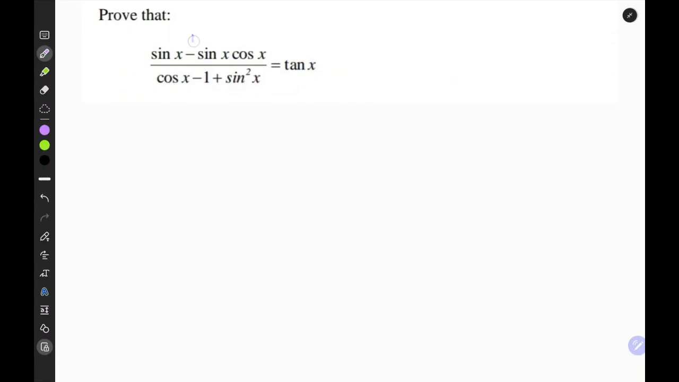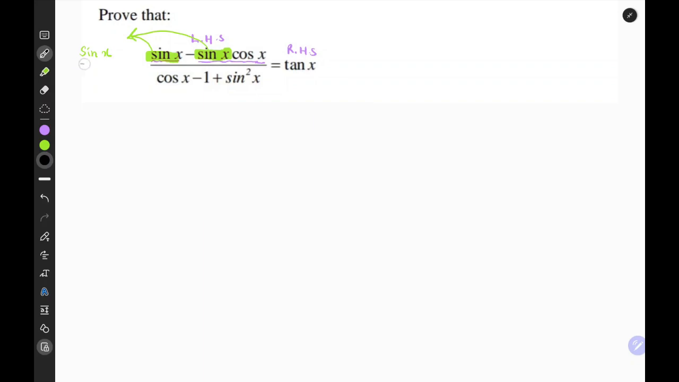Like relevance, let's prove that the left hand side is equal to the right hand side. So let's focus on the numerator on the left hand side. We have two terms, sin of x and sin of x cos of x, and we can see in the numerator sin of x is a common factor that we can factor out. This gives us a hint on how we can go to the right hand side.